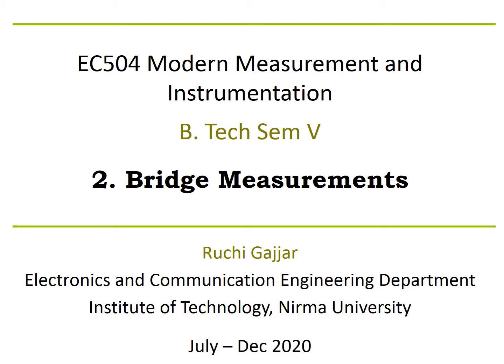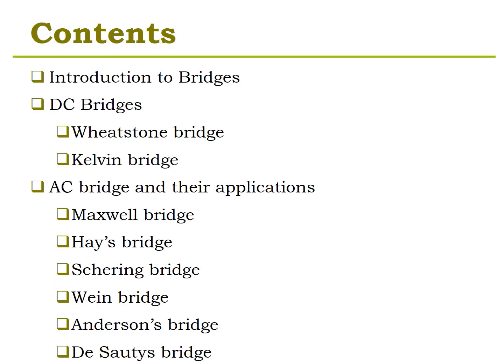In today's session we are going to start with the second chapter from the course, that is on bridge measurements. Contents of the chapter are: we're going to study what are bridges, we'll see the classification of DC and AC bridges, the various types of bridges, and then we're going to derive the expressions of the unknown for each of the bridges.